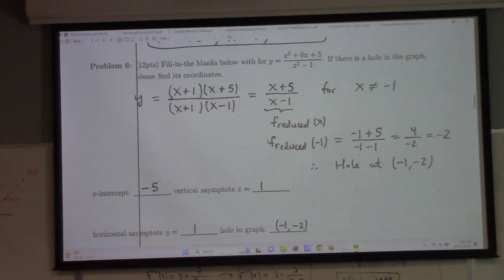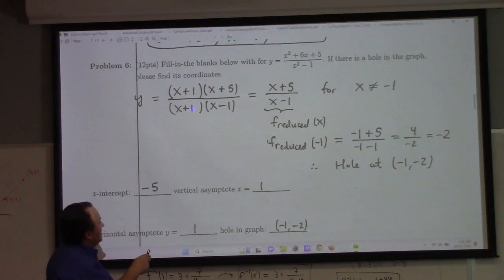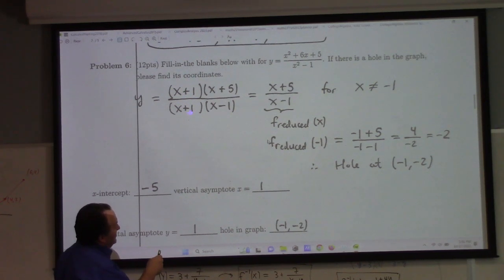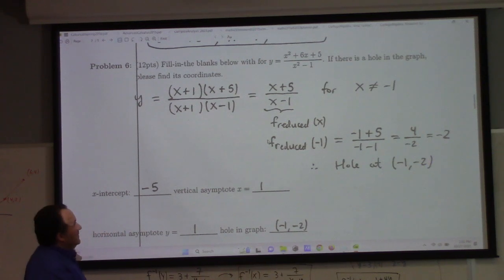Anyway, okay, so we factor. And when you factor, you notice that you've got a common x plus 1 above and below. That means that -1 is going to be a hole in the graph. There's my reduced function, x plus 5 over x minus 1. To find where the hole is, we plug in -1 into the reduced function. We get 4 over -2, which of course is -2. So my hole is at -1, -2.